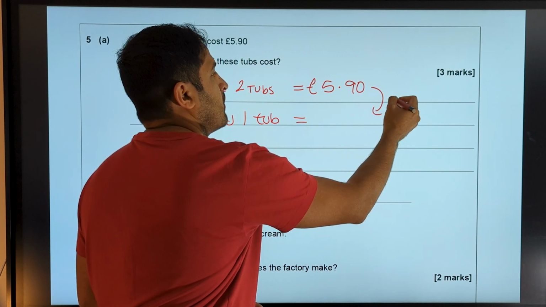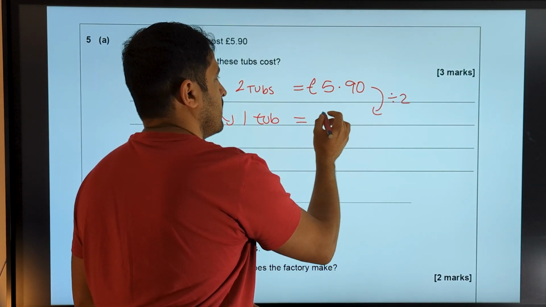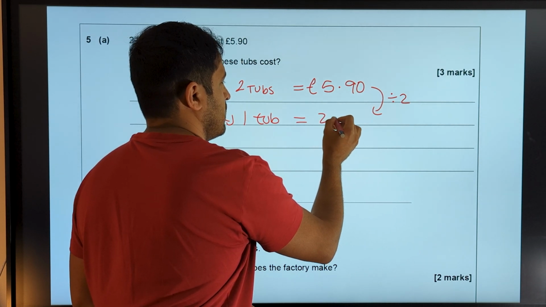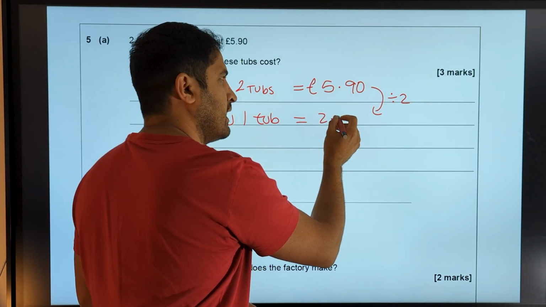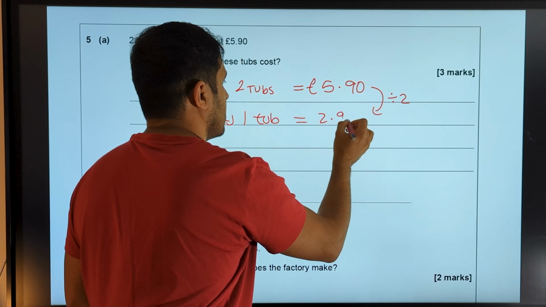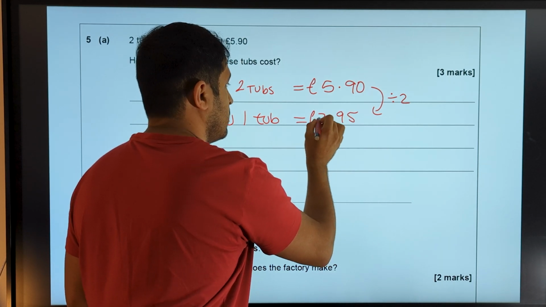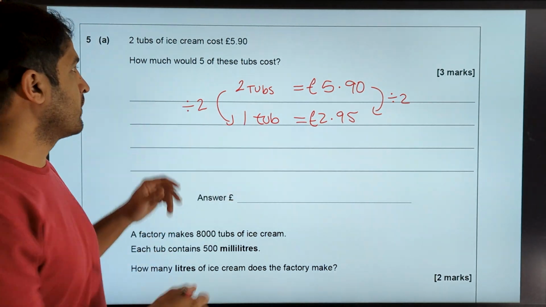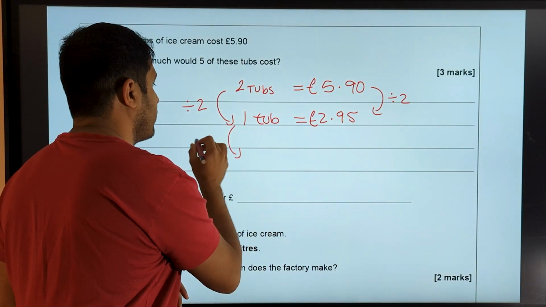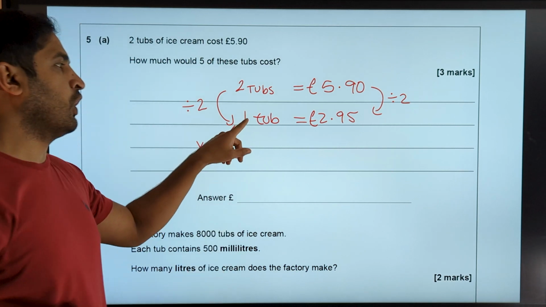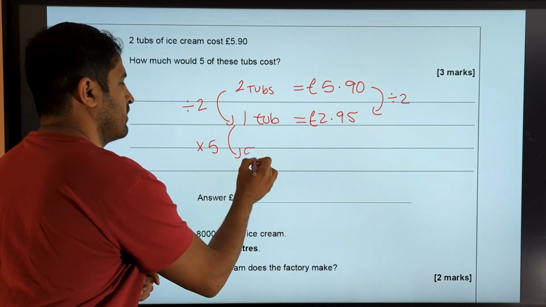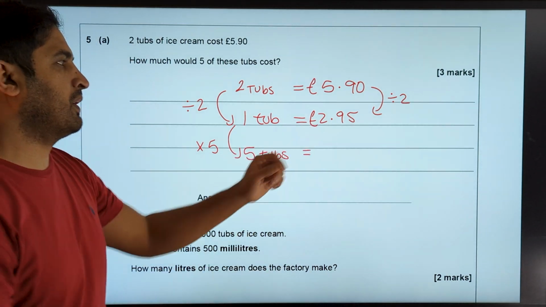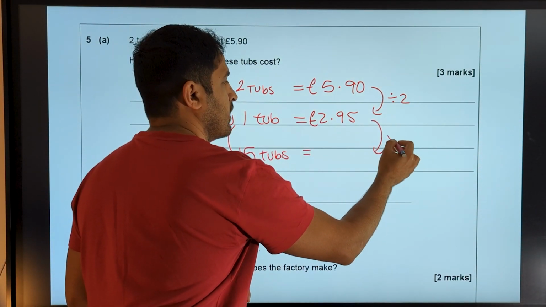So 1 tub would be £2 and is it 95 pence? Yeah. Again, you have a calculator, you can do that. You don't have to guess it like me. You can do that very quickly. And then multiply that by 5. So go from 1 tub to 5 tubs, and multiply this side by 5 and you get to your answer.